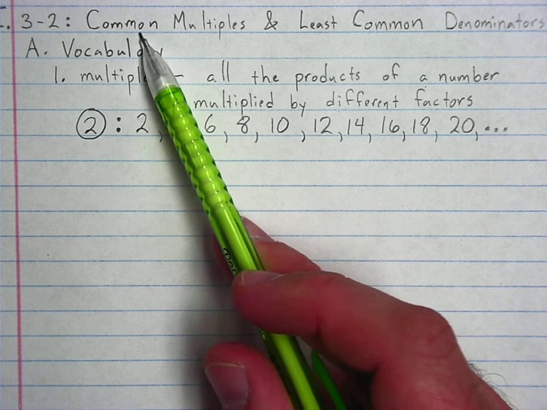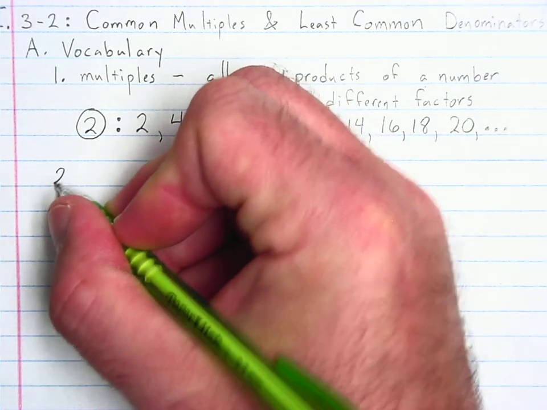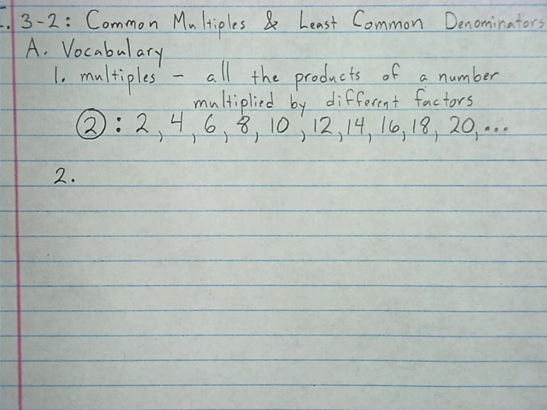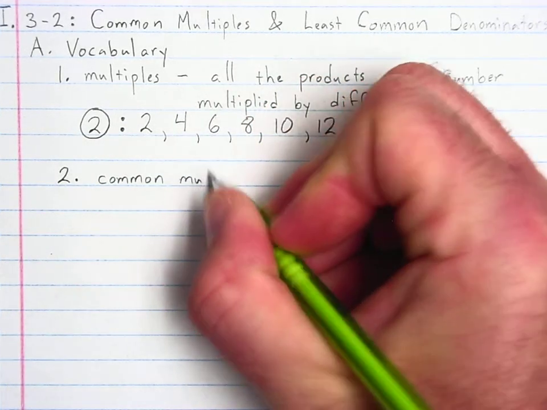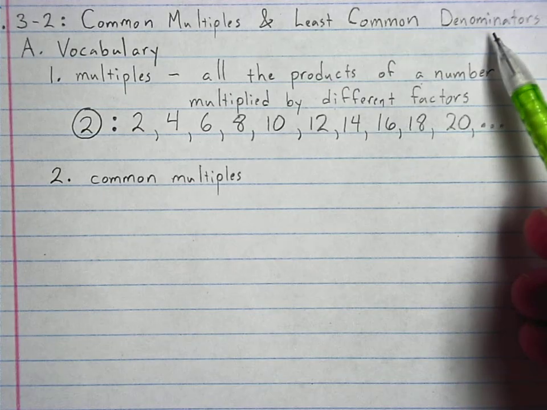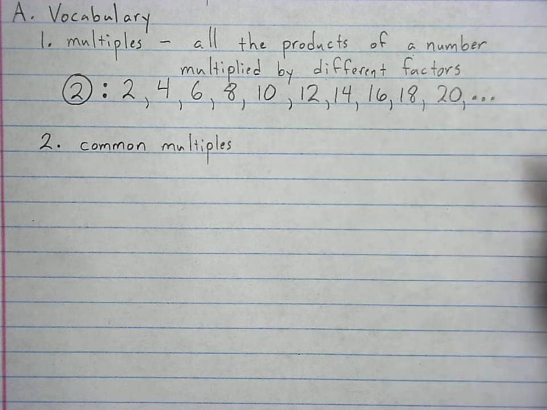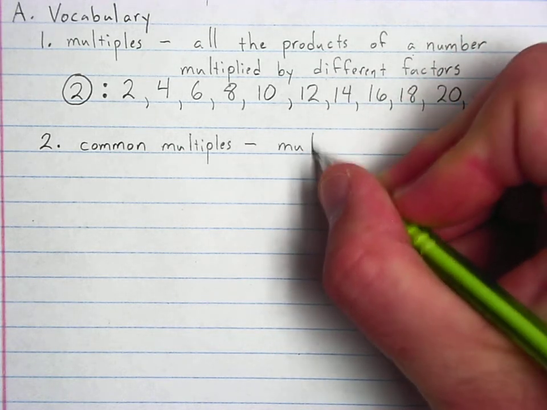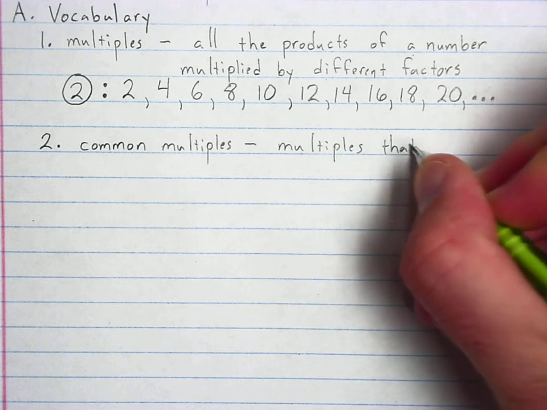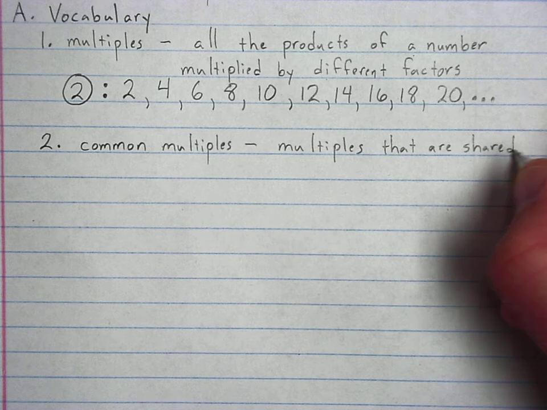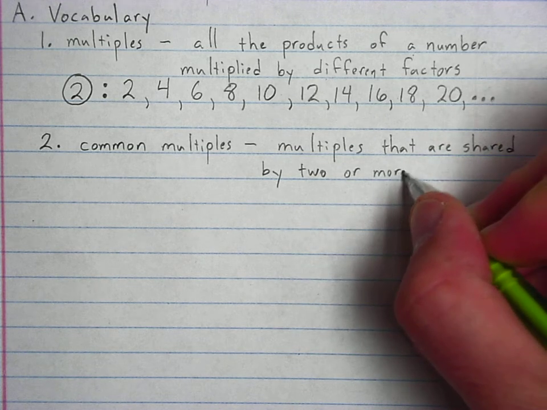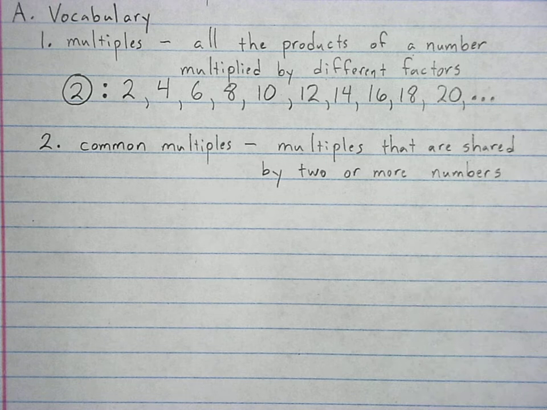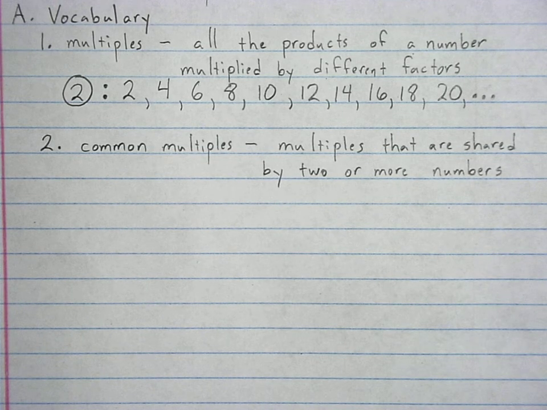But it still doesn't help with this word, common. I want you to think of common the way you say that you have things in common with your friends. You have common interests. You have things that are the same. For common multiples, and later common denominators, it'll work the same way. Common multiples are multiples that are shared by 2 or more numbers. Multiples that are shared by 2 or more numbers. Let's talk about what that is.